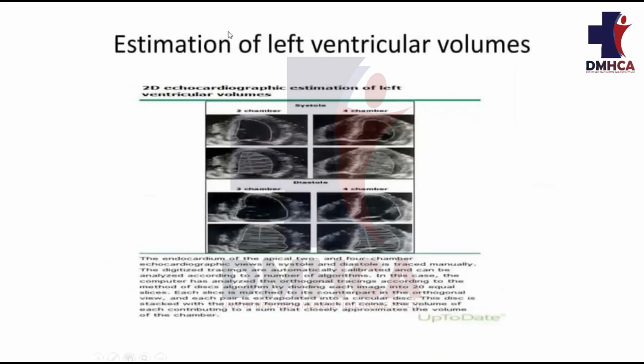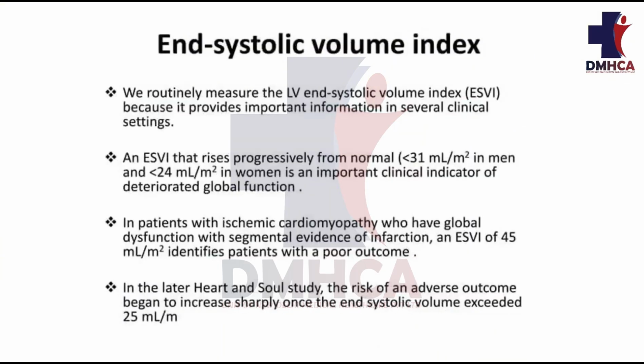Then you can find out the left ventricular volume, how much it is, by 2D echocardiography using Simpson's formula, and you can find out the EF, how much is the EF. So end systolic volume index is very, very important because it provides important information in the severe clinical setting. That is very important. The end systolic volume index rises progressively from normal, which is less than 31 in men and less than 24 in women, and is an important clinical indicator of deteriorated global function.